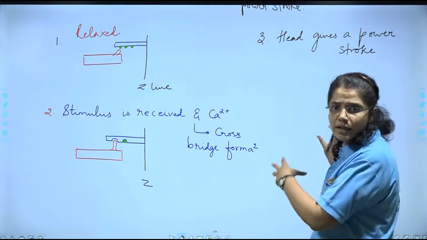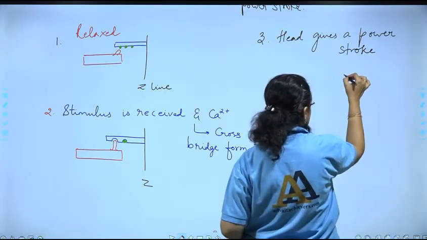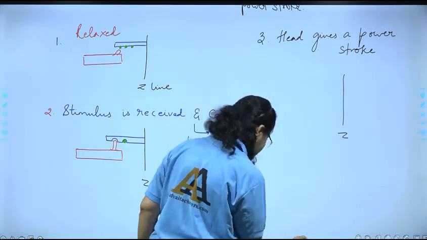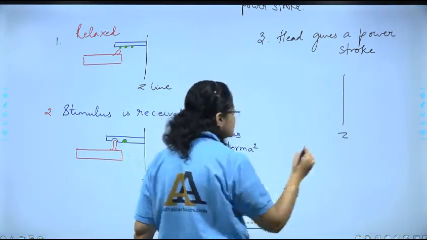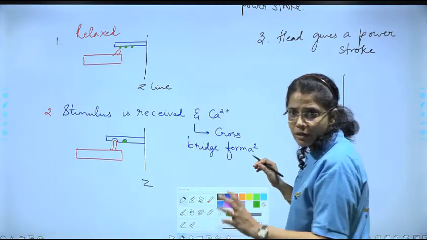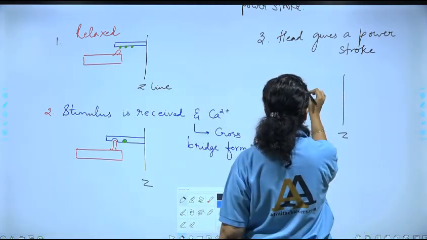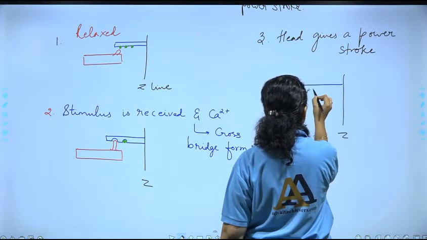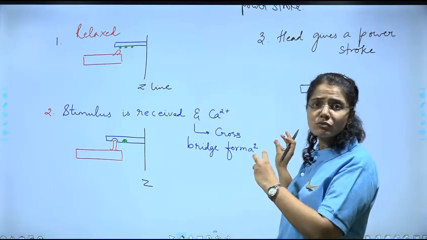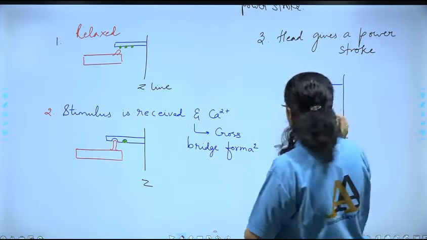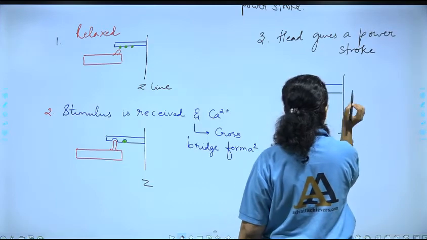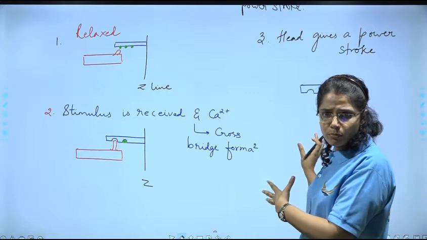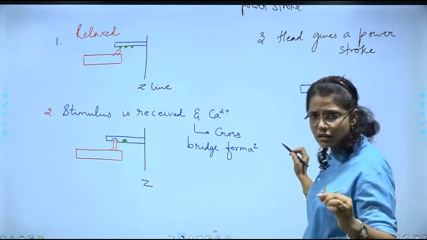Alright, so again I am making the Z line. Say this is the Z line. Alright, we will make our actin filament. Pay attention to what figure I am trying to create. So I have drawn it a little thicker so that you can view it properly. Otherwise we know that actin is a thinner filament.